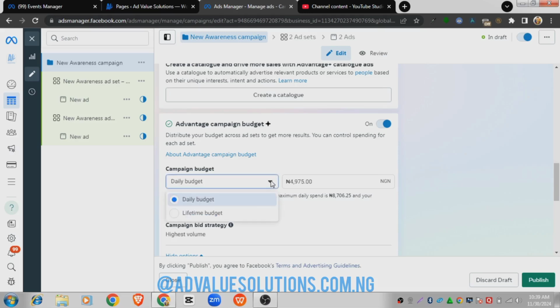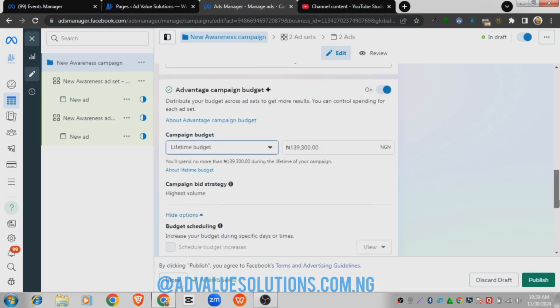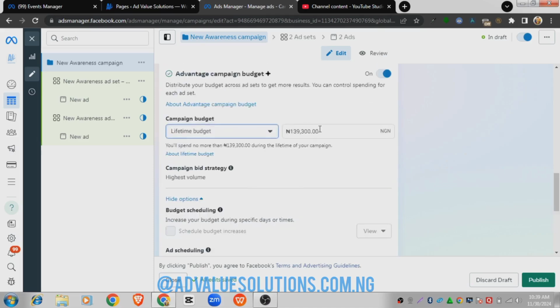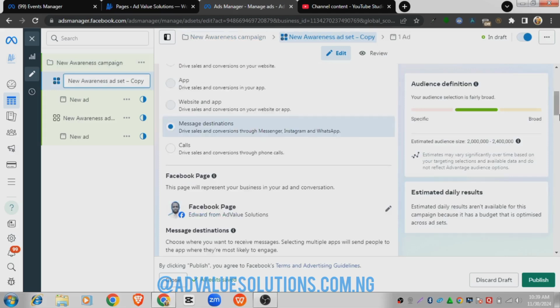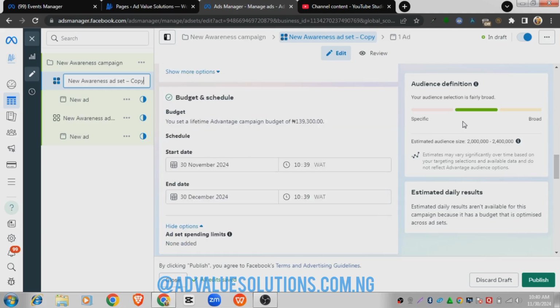You can also use daily budget. You can also use lifetime budget, meaning that you set the duration of the campaign, how long that ad is going to run for. You're going to be able to set that at the ad set level. Let me check it there first so that I will show you what I'm talking about. Okay, see it here.